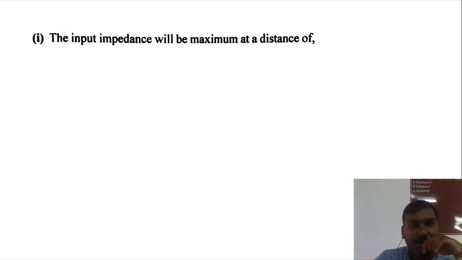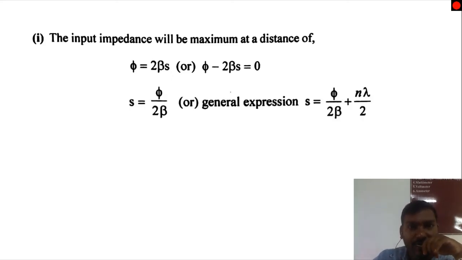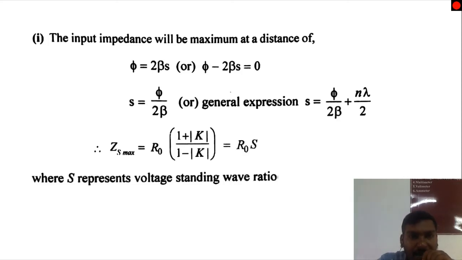The input impedance will be maximum at the distance where phi minus 2 beta s is equal to 0. In this condition we have the maximum impedance value, so we can write s is equal to phi divided by 2 beta. In general, s is equal to phi divided by 2 beta plus n lambda divided by 2, whereas Zs max is equal to R naught into 1 plus modulus of k divided by 1 minus modulus of k, which is written as R naught into s, where s is the standing wave ratio.